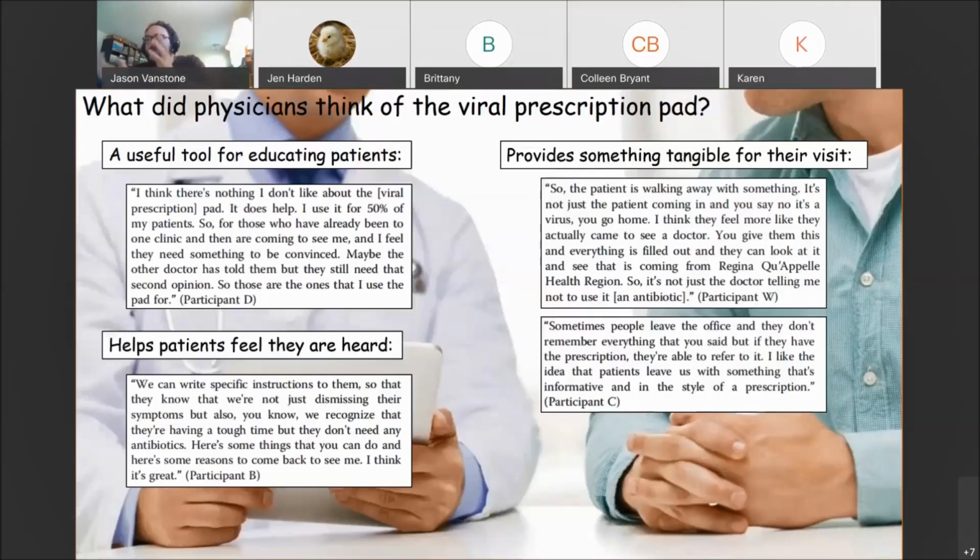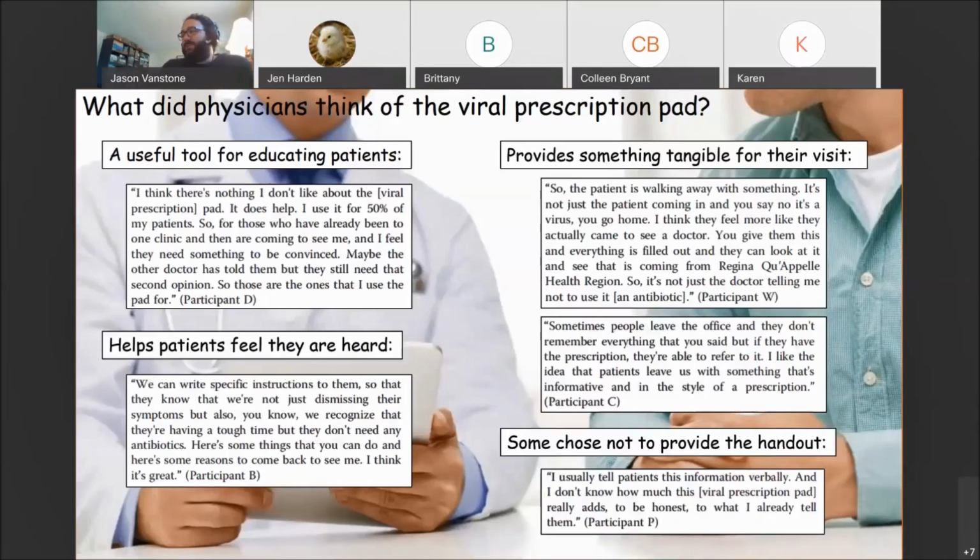So it's not just some random doctor telling them not to use an antibiotic, but this is kind of like an official document. And sometimes people leave the office and they don't remember anything that you said, but if they have that prescription, they're able to refer to it, how to feel better, make your symptoms go away, that kind of thing. They said, I like the idea that patients leave us with something that's informative and in the style of a prescription. So that was great. We got lots of great feedback about the viral prescription pad specifically.